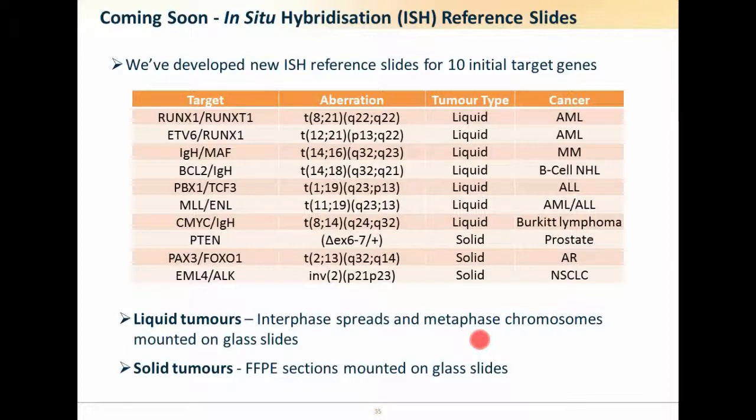2013, and what we've focused on initially are translocations for liquid tumors, where we developed interphase spreads onto glass slides. And then we also have used our FFPE technology to generate FFPE sections mounted on slides for our PTEN deletion, PAX3-FOXO1 translocation, and the EML4-ALK translocation.